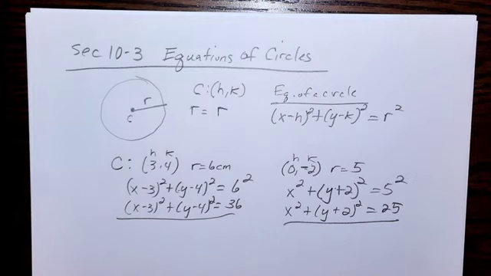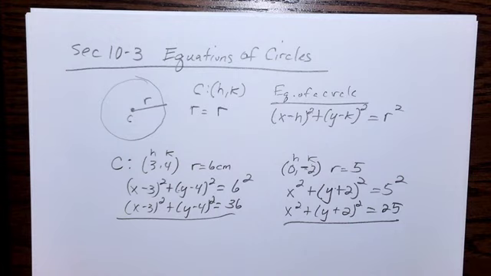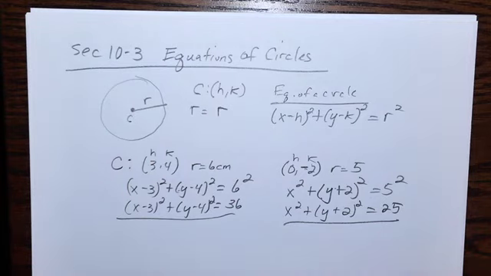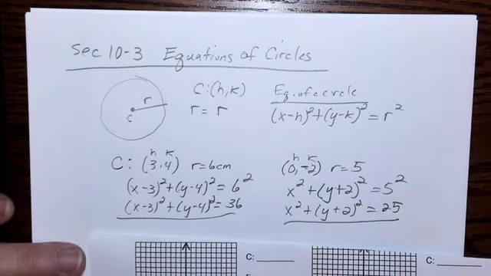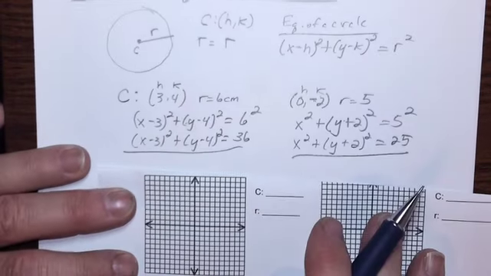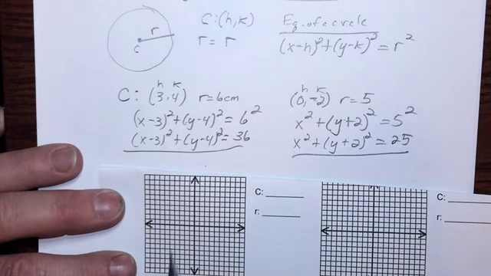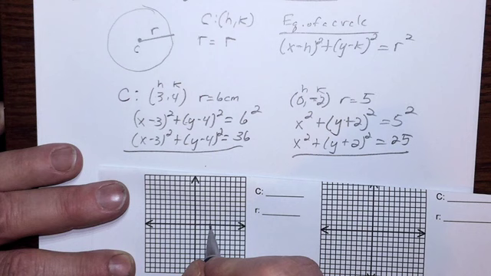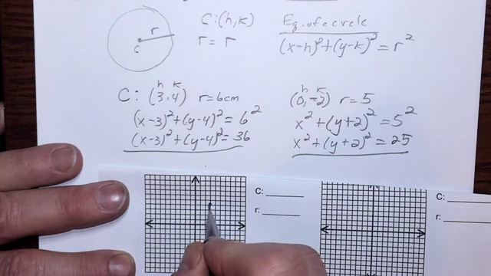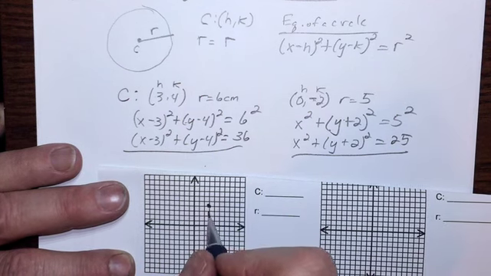Now to graph that, it's relatively easy to graph something like that. Let me find a piece of graph paper here. Okay, here's a piece of graph paper. Let's say I wanted to graph this problem right here. I found the center was (3, 4). So I plot that point: 1, 2, 3, and 1, 2, 3, 4. There's the center, and the radius is 6.